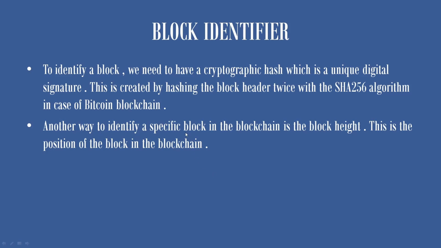Okay, so let's talk about the block hash first. To identify a block, we need to have a cryptographic hash, which is a unique digital signature. This is created by hashing the block header twice with the SHA-256 algorithm in case of the Bitcoin blockchain. Another way to identify a specific block in the blockchain is the block height. This is the position of the block in the blockchain. So let's see them one by one, but first let's see what this SHA-256 algorithm is.